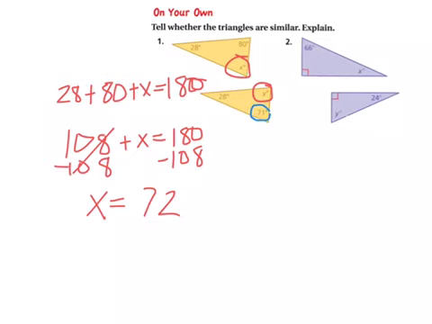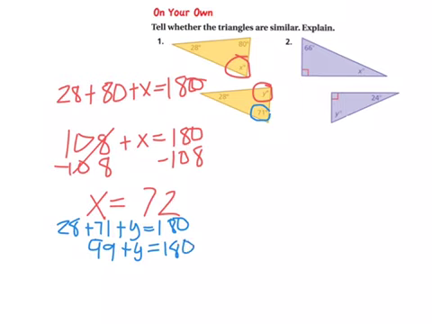So we have, I'm going to run out of space for writing so big, I'm going to try and squish it. 28 plus 71 plus y equals 180. So 28 plus 71 to simplify is 99 plus y equals 180. So now I'm going to subtract the 99. So 180 minus 99 gives you 81. So that 81 would correspond to where this y is, which you see here is 80.